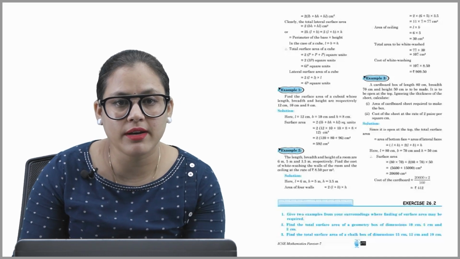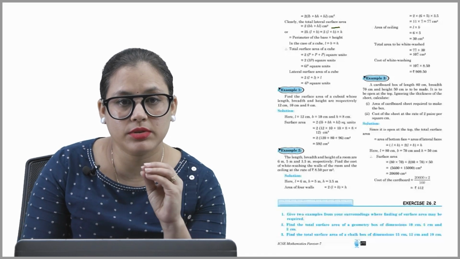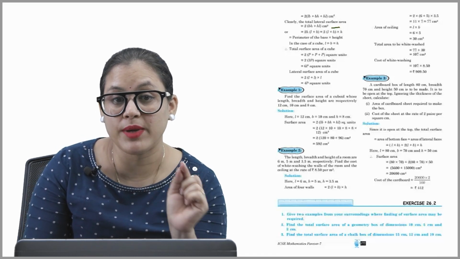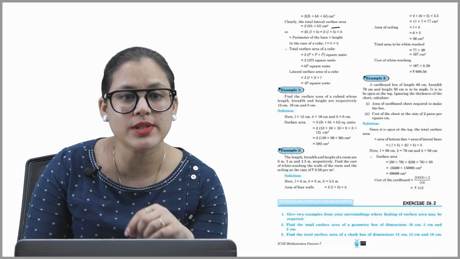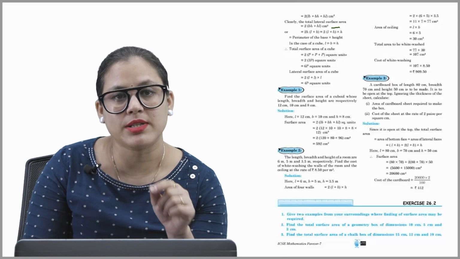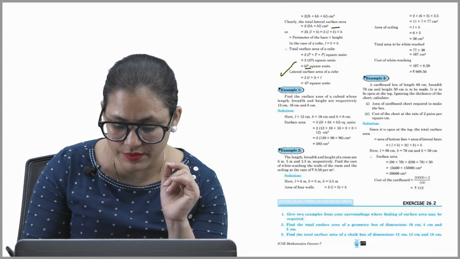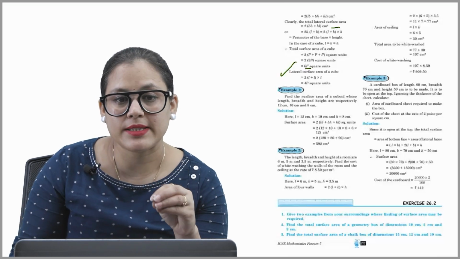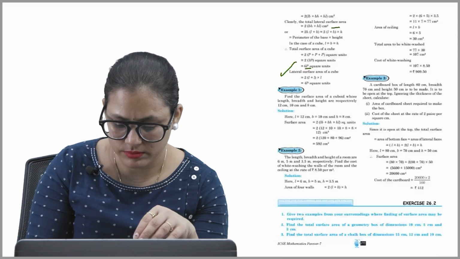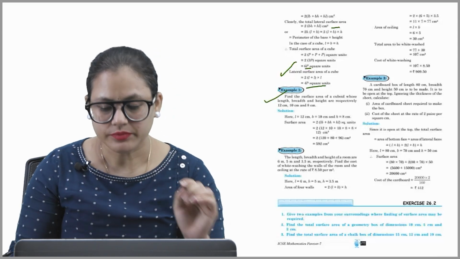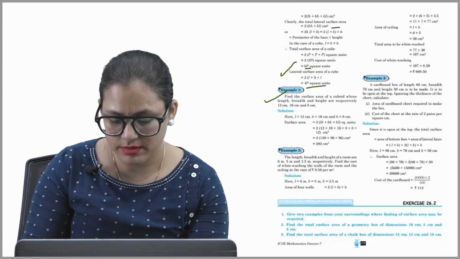Clearly the total surface area is this, okay, and the lateral surface area is equal to the perimeter of the base into height. So in the case of a cube, L is equal to B is equal to H. So the total surface area of a cube is 2L square plus 2L square plus 2L square, or 6L square units. And the lateral surface area of a cube is 2L plus 2L into L, that is 4L square units, okay.